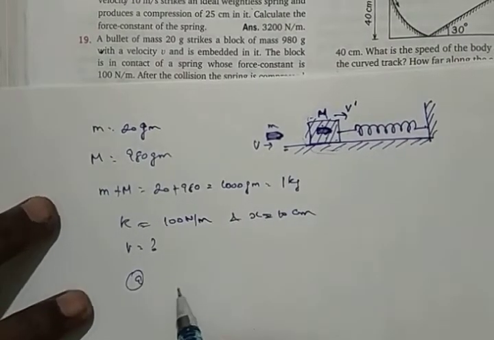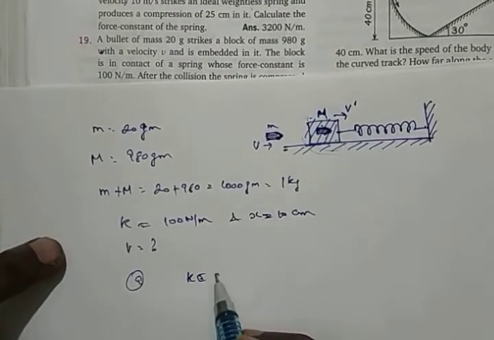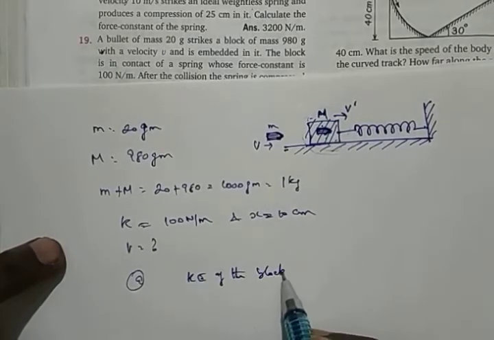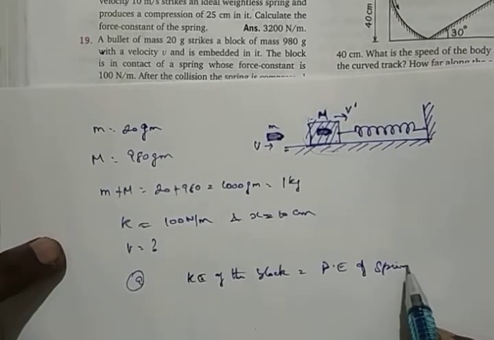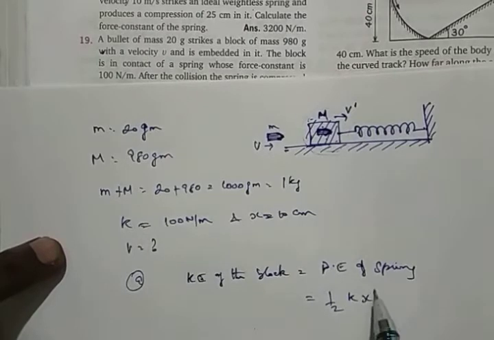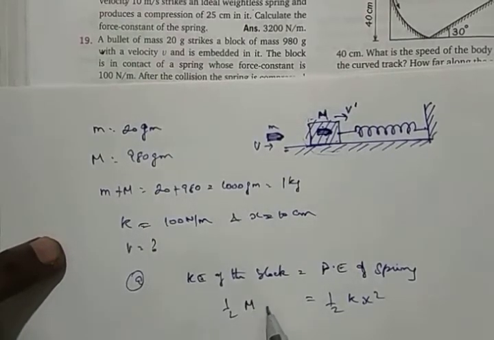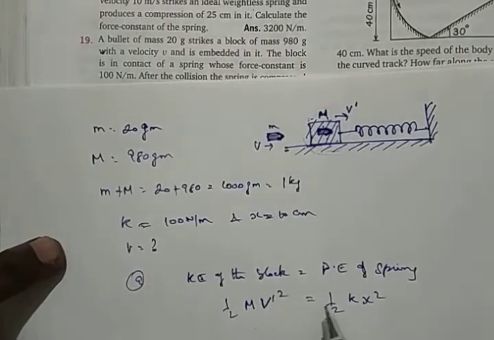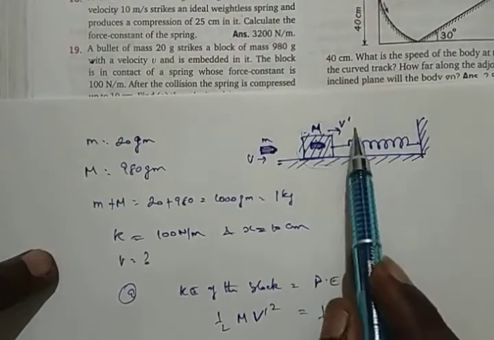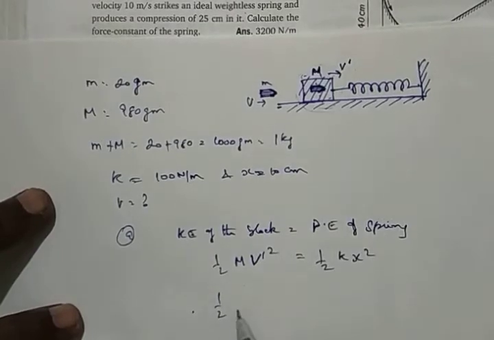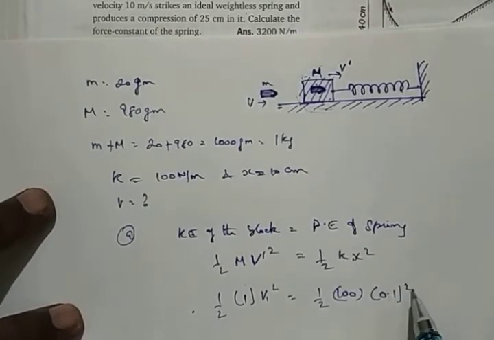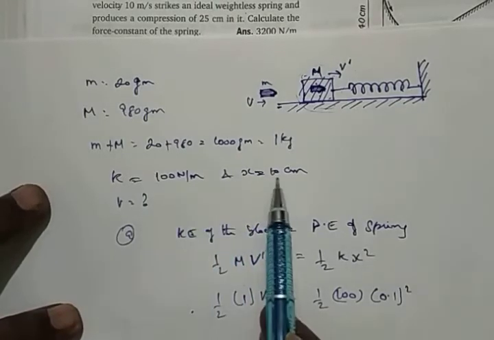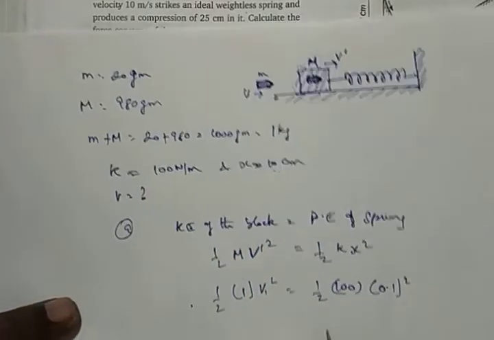So there is a part of the question here. Kinetic energy of the block is going to be equal to potential energy of the spring. Half k x square is equal to half m v dash square. v dash is for the total mass, how much it moves. So it's going to be half into 1 kg, this is 1 kg, v dash square, equal to half into 100 into 0.1 the whole square. What is 0.1? 10 centimeters, so it's going to be 0.1.